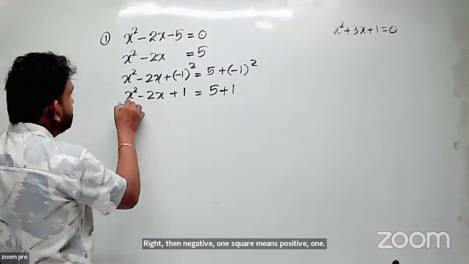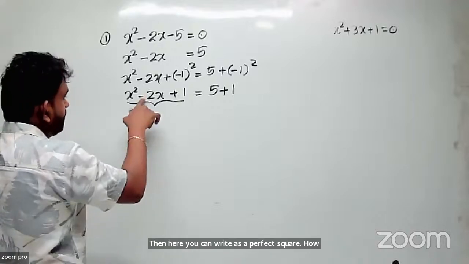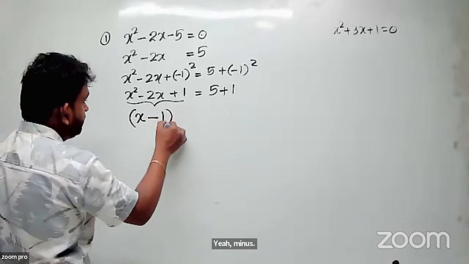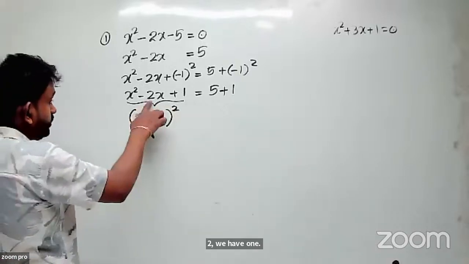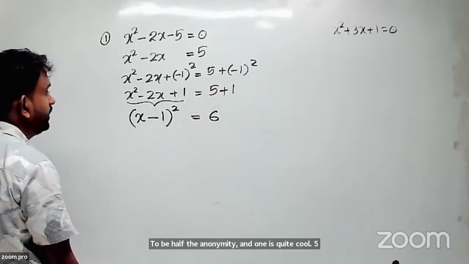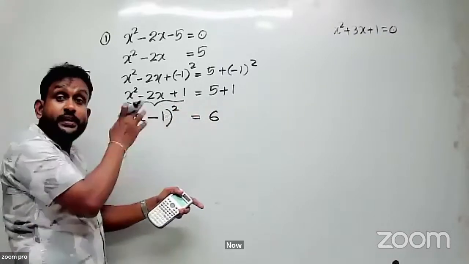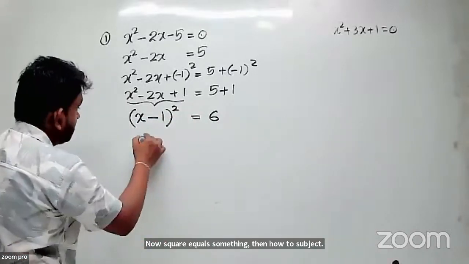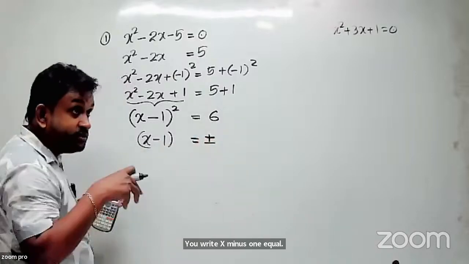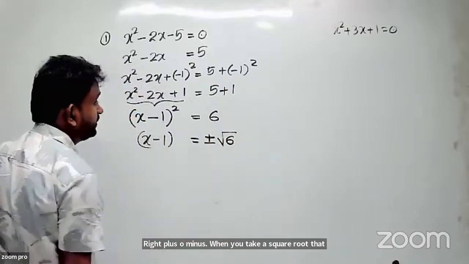Okay. Then here you can write it as a perfect square. How? x squared means x, here minus 1, perfect square, equals 5 plus 1, 6. Now the square equals something, then how to make x the subject? Take the square root of both sides. So you write x minus 1 equals plus or minus. When you take the square root, that gives plus or minus values, plus or minus square root 6.